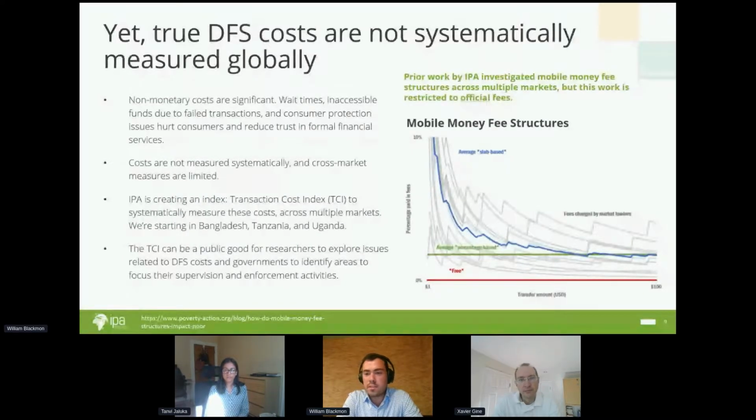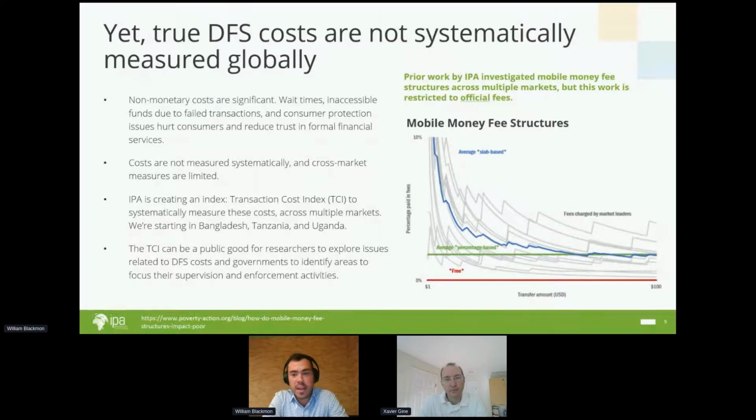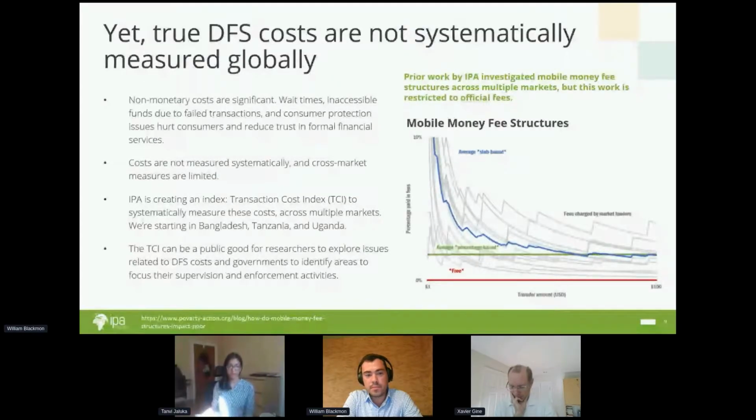There's also a range of consumer protection failures that can occur beyond overcharging by agents: lack of pricing transparency, lack of privacy or security, potential harassment, other agent misconduct, fraud. These are all potential costs that consumers incur beyond the monetary costs of using these transactions. So these all directly hurt consumers and also reduce trust in digital financial services, which then can further erode usage.